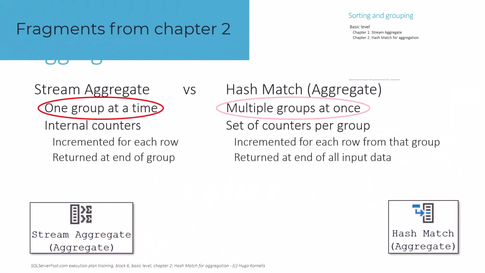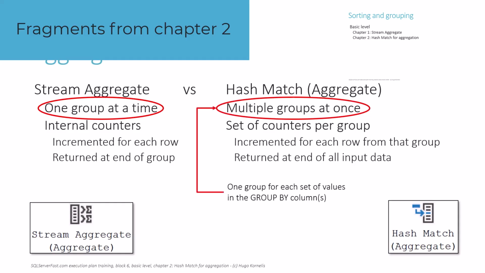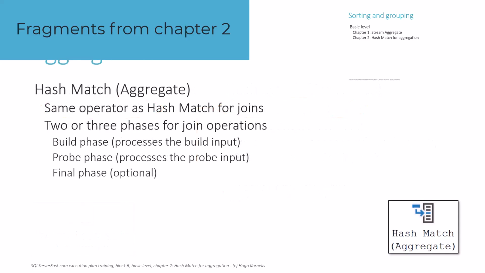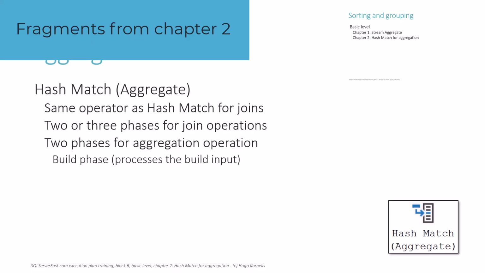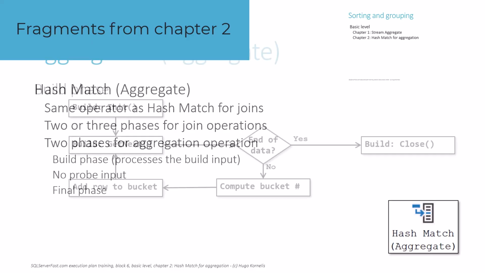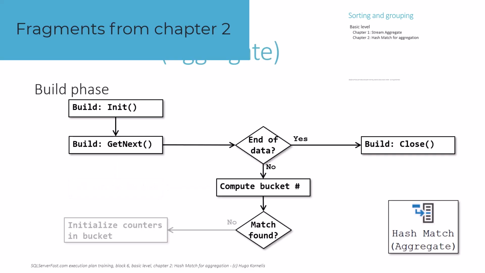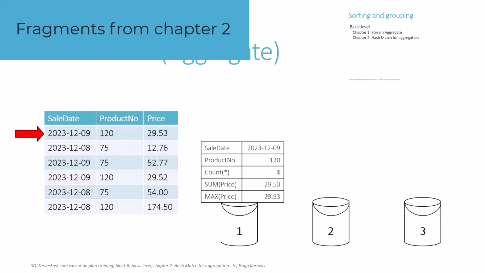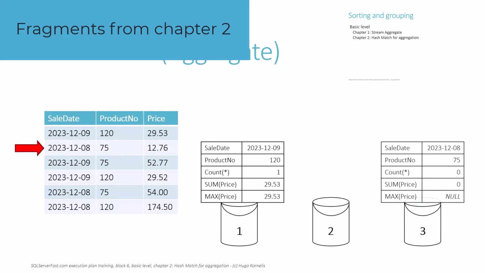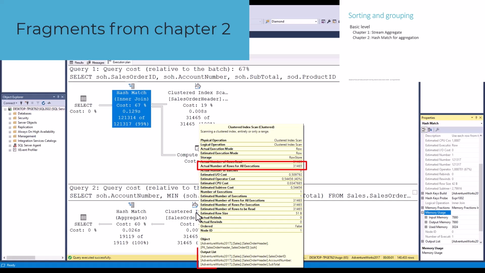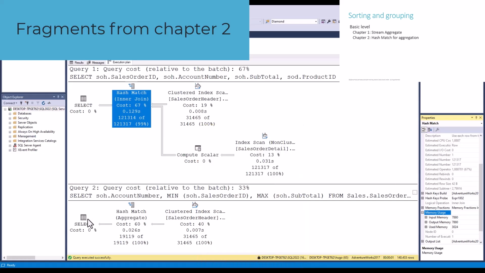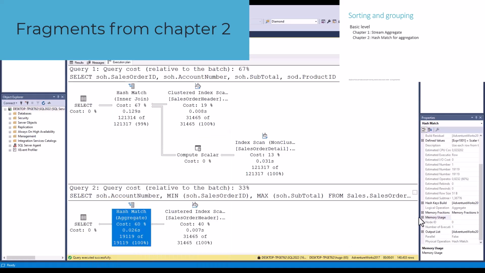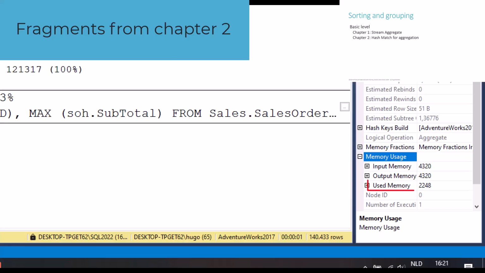In Chapter 2, we look at the other aggregation operator, hash match aggregate. This is in fact the same operator we already saw in block 3, but now with a slightly modified algorithm that uses just a single input and aggregates its input data. Unlike stream aggregate, hash match does not require its input to be sorted. The price for this is blocking behavior of the operator, increased CPU usage and high memory requirement, though not as high as when hash match is used to join data.